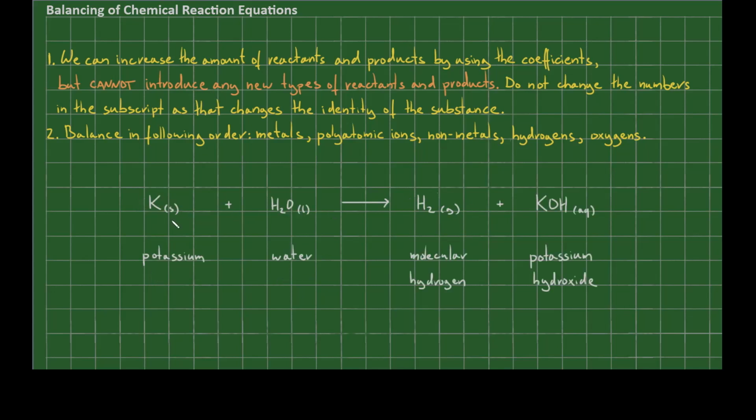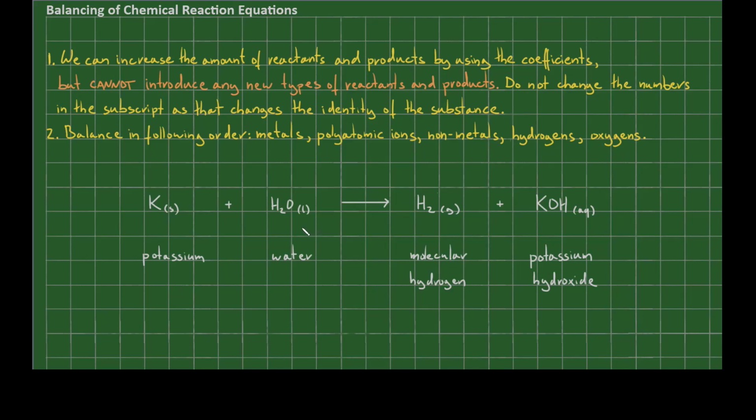Now we have potassium reacting with water to give molecular hydrogen and potassium hydroxide. According to guideline number 2, I should balance the metals first. I have 1 potassium on the left, 1 potassium on the right. Next, I need to balance the hydrogens and the oxygens. According to guideline number 2, I should deal with hydrogens first. Currently, there are 2 hydrogen atoms on the left and 3 hydrogen atoms on the right. This means that I need to increase the amount of hydrogen on the left-hand side.